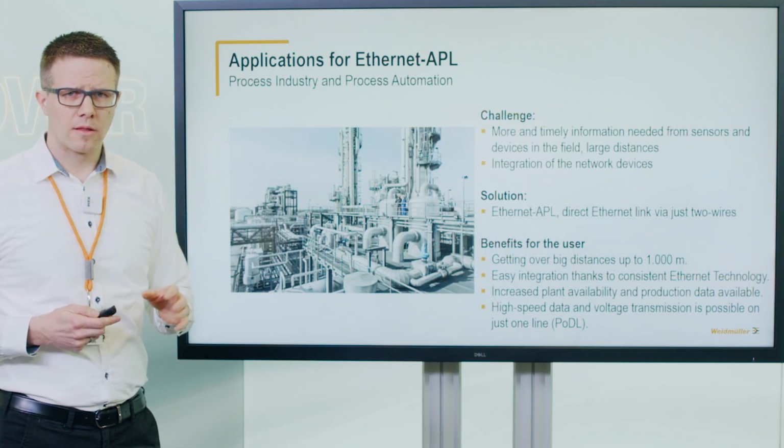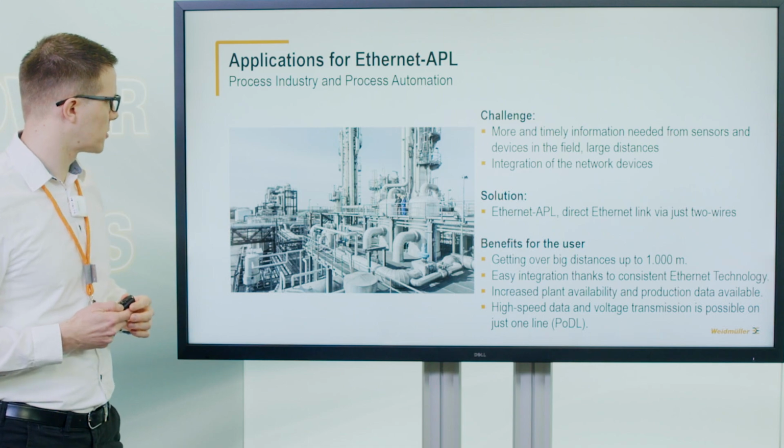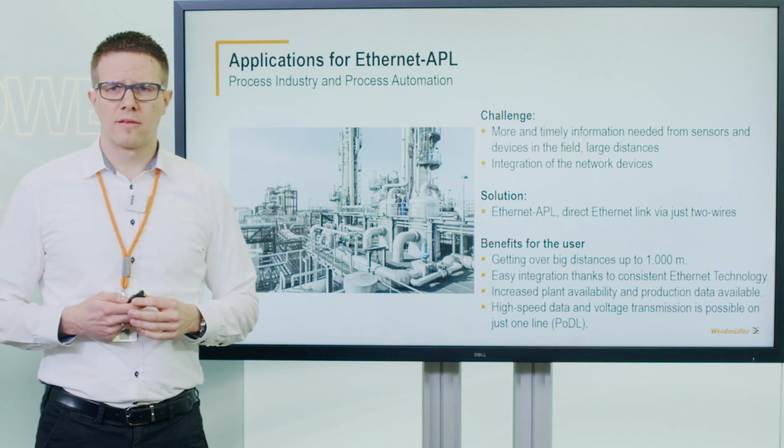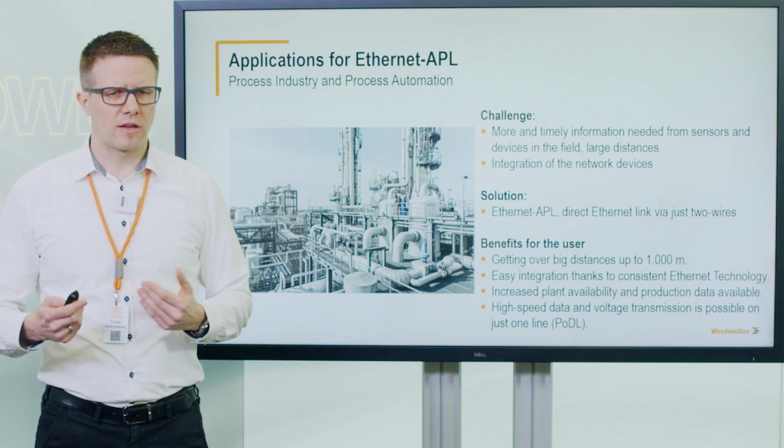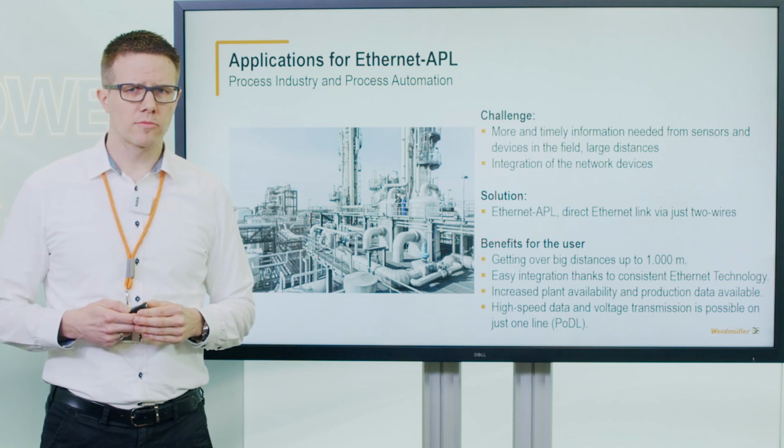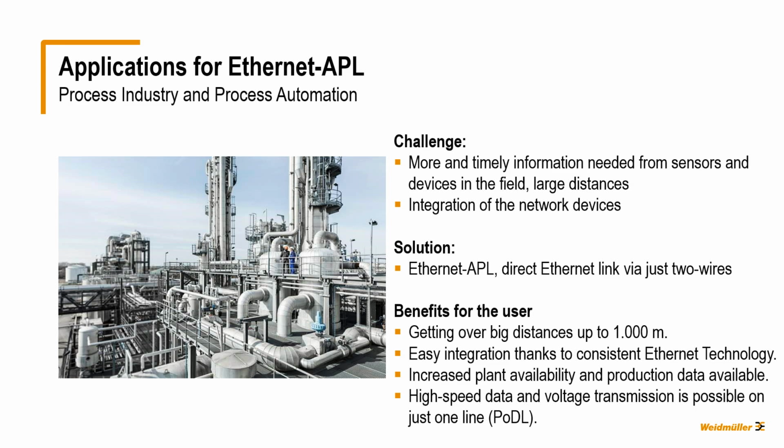So, checking the process industry and process automation. The challenge is that there is a sensor far away, we have to bridge a large distance, and we need the information somehow from the sensor. Also, we want to integrate it into the network devices. So the solution here is Ethernet-APL. We can reach a direct Ethernet link just with the two wires.